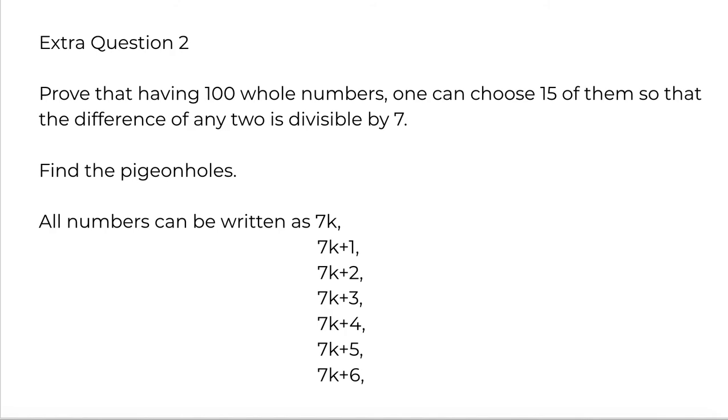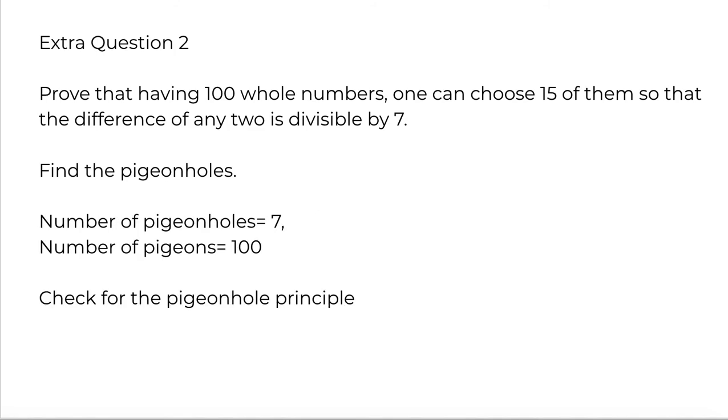So all the 100 numbers can be written in one of the 7 forms, from 7k to 7k plus 6. So you have 7 different forms of writing the numbers. Can they be your pigeonholes? So you just have to place every number from the 100 whole numbers into those pigeonholes that are 7k till 7k plus 6. Right? So you have 7 pigeonholes and 100 pigeons. Let's check for the pigeonhole principle now.